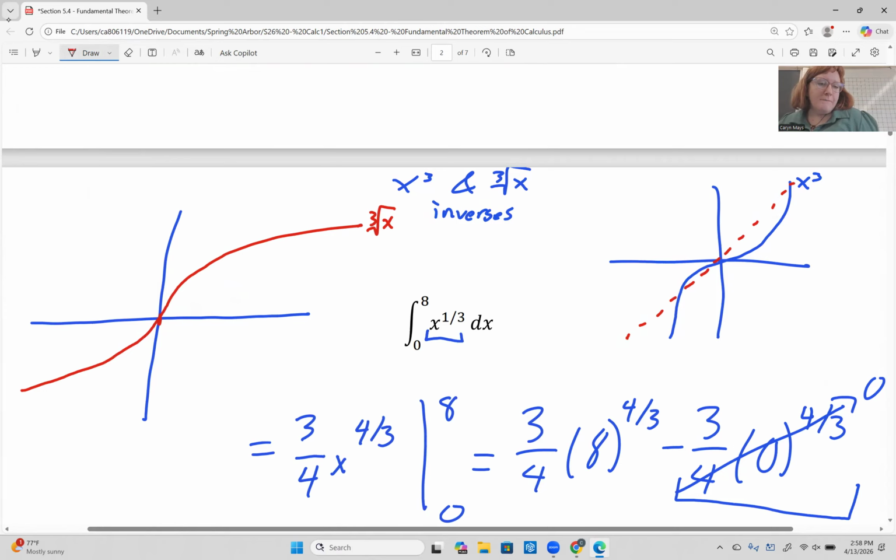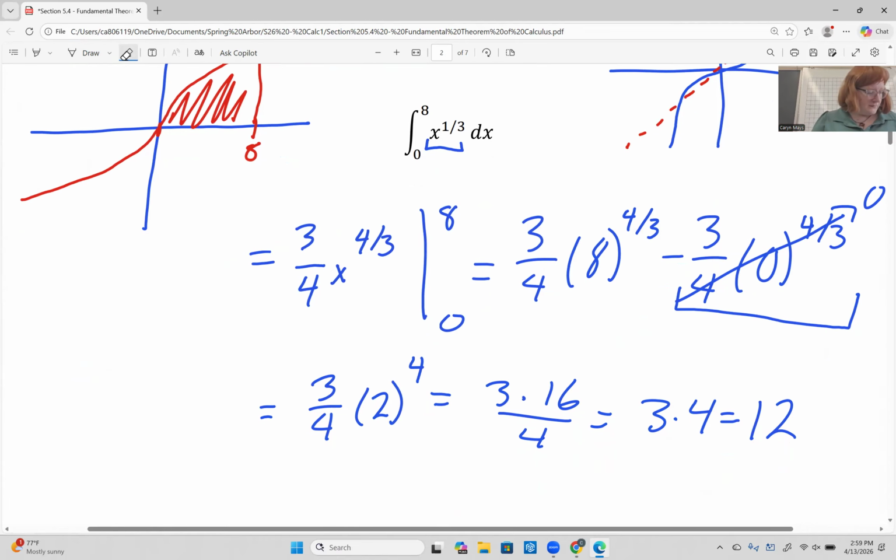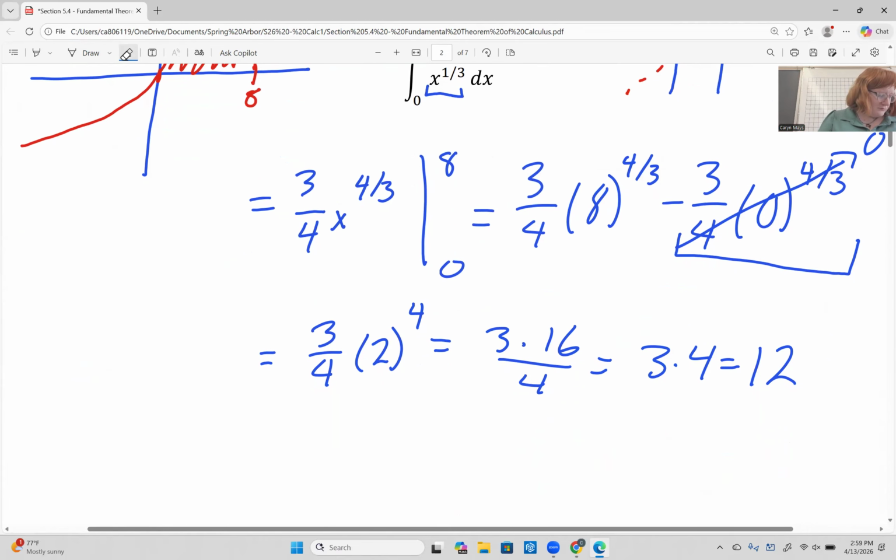So between 0 and 8, what we have just found is that this area is 12. And if we did approximations, our approximations with Riemann sums would get closer and closer and closer to being that 12. Right?